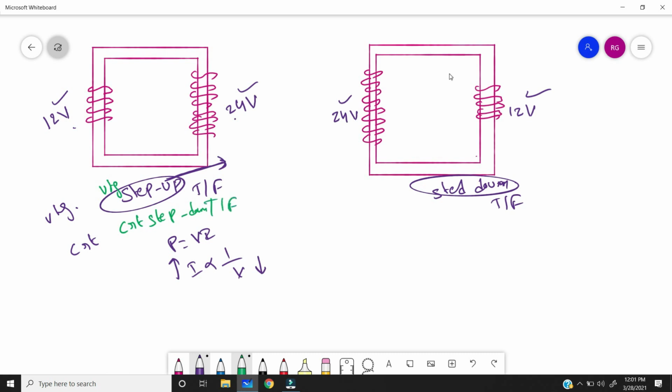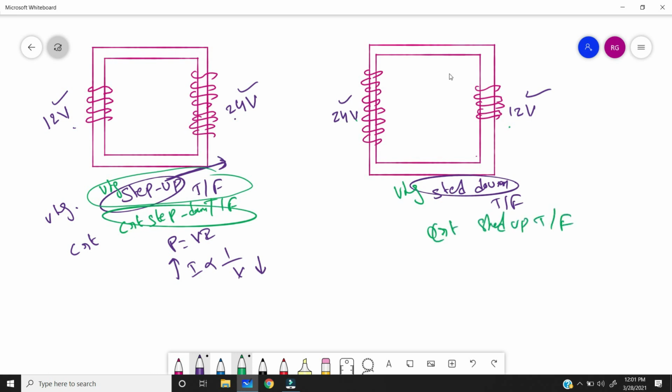Why? Because if you increase the voltage, current will be decreasing, because they are inversely proportional to each other. If voltage is increasing, current is decreasing. That's why in a step-up transformer, current is decreasing. It is also known as a current step-down transformer and voltage step-up transformer. Okay. As well, a step-down transformer means voltage is decreasing from 24 to 12 and current is increasing. It is also known as a voltage step-down transformer and current step-up transformer.